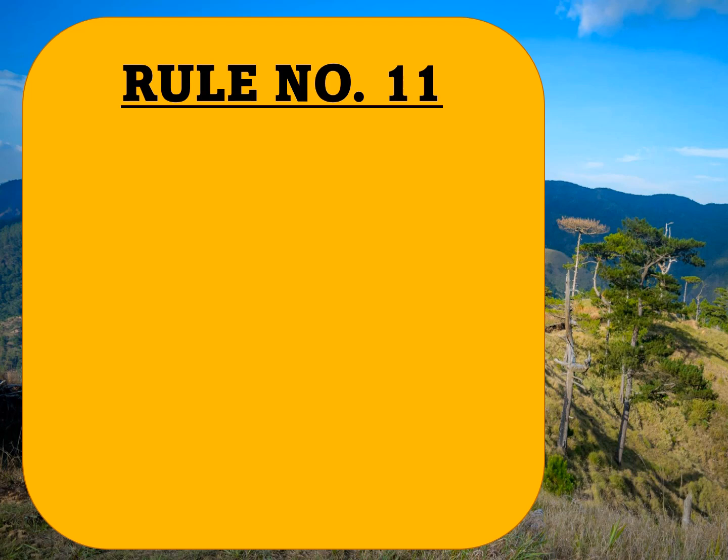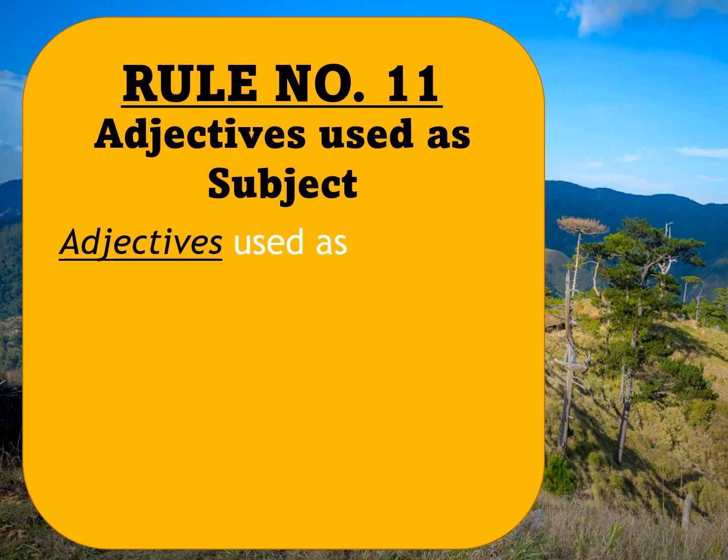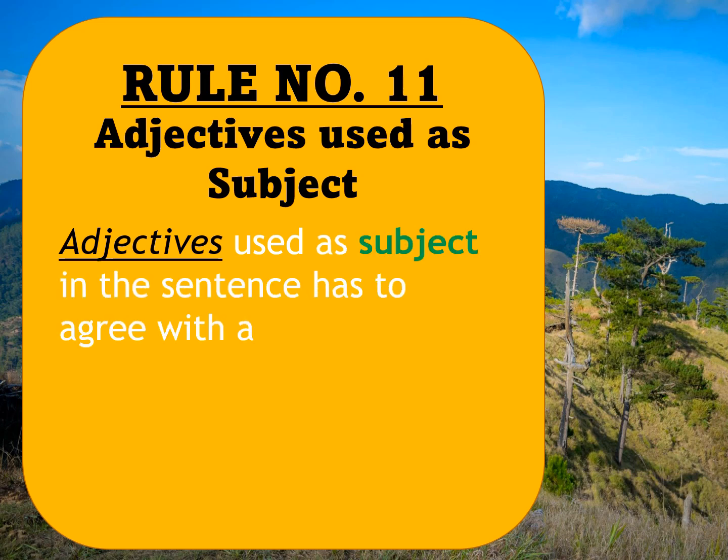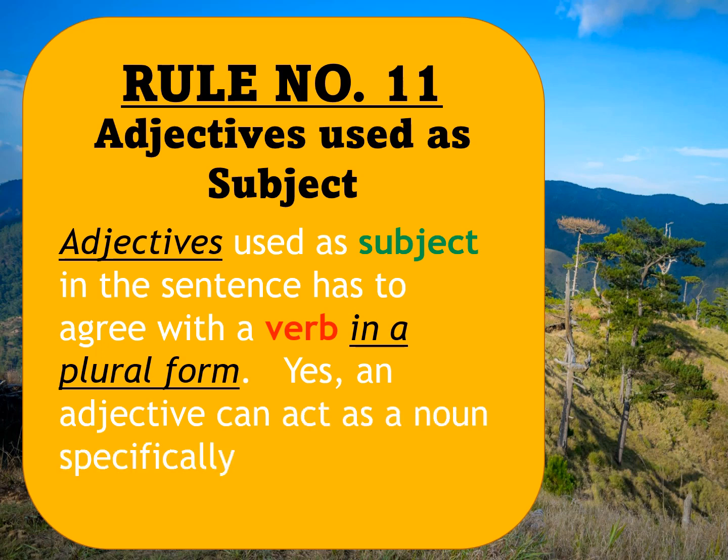Rule number 11. Adjectives used as subject. Adjectives used as subject in the sentence have to agree with a verb in a plural form. Yes, an adjective can act as a noun, specifically as a subject in the sentence.